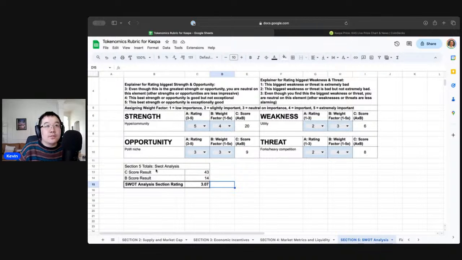And this is going to be different for every project you do. And even if you do Kaspa yourself, the SWOT analysis will be different because you're going to pick different ones than me.